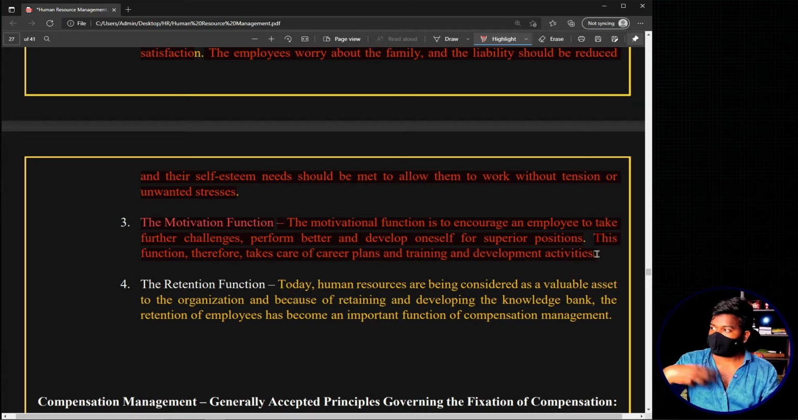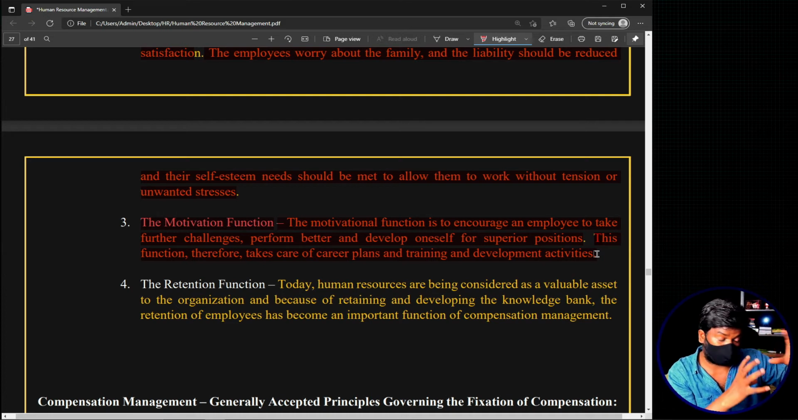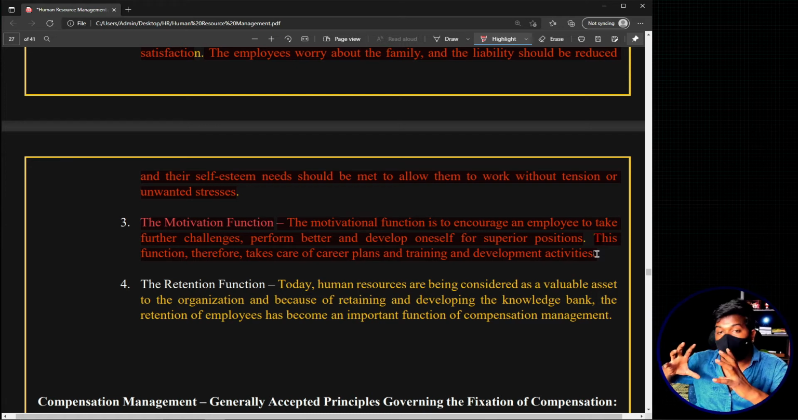That means, in simple terms, compensation management in an organization is established in order to deal with these different functions. The first one is the equity function, the second one is the welfare function, the third one is the motivational function. That means compensation management also functions to deal with the motivational part of human resource in the organization. And we already know compensation is one of the strongest motivational factors for the human resource in an organization. So here we are saying that compensation management is established in the organization also to use this motivational aspect in the employees.